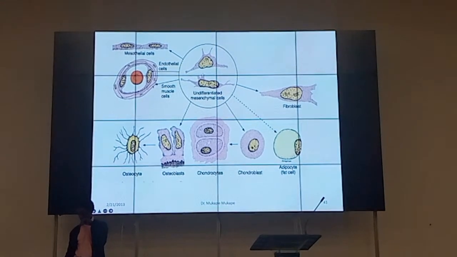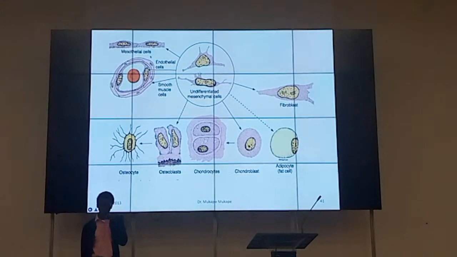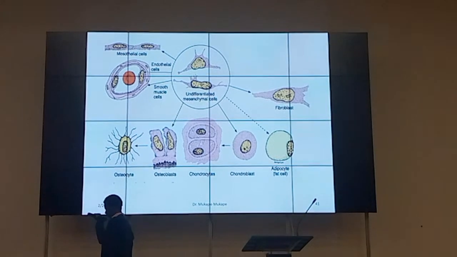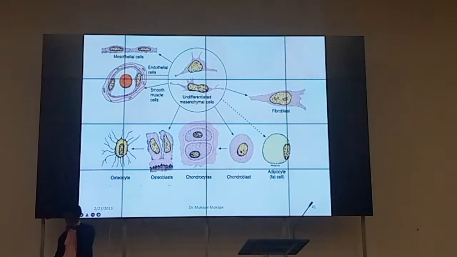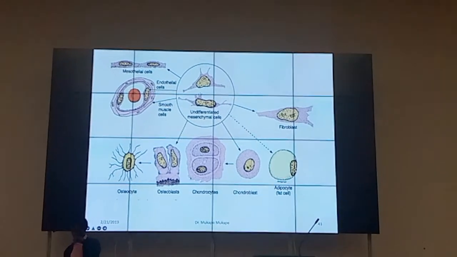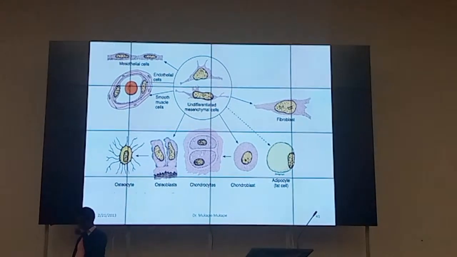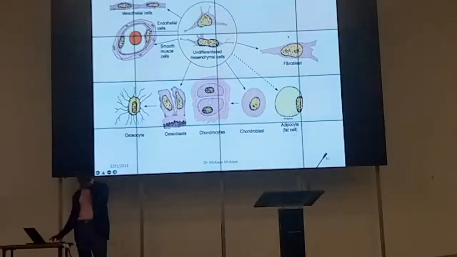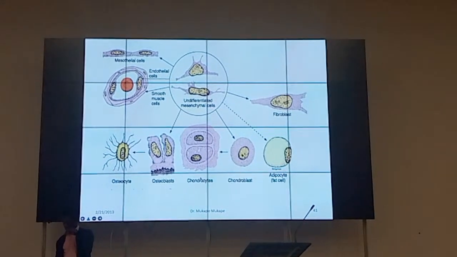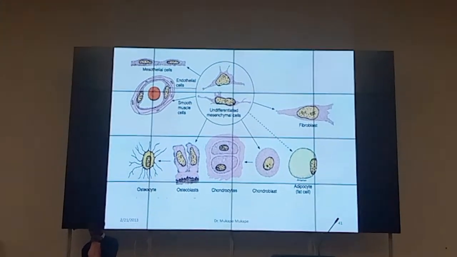Smooth muscle cells, as well as endothelial cells and mesothelial cells, also come from undifferentiated mesenchymal cells. Of course, the smooth muscle cells, endothelial cells and mesothelial cells are not really cells of connective tissue, because they belong to a different tissue, that is epithelial as well as muscle tissue. In terms of our interests, these are the ones: fibroblasts, adipocytes, chondroblasts, chondrocytes, osteoblasts, osteocytes. They are connective tissue cells coming from mesenchymal cells.